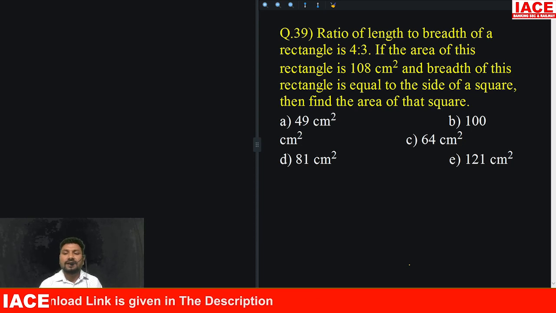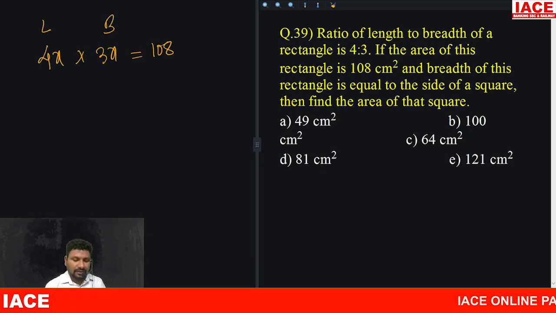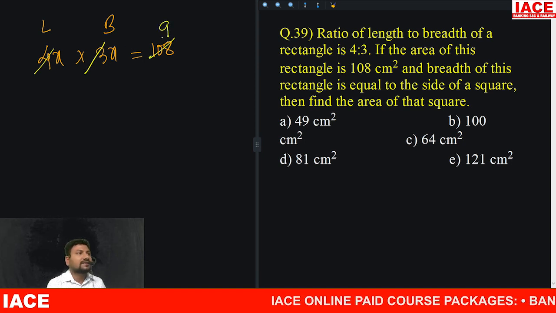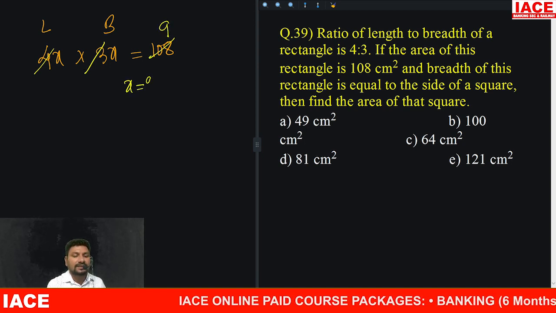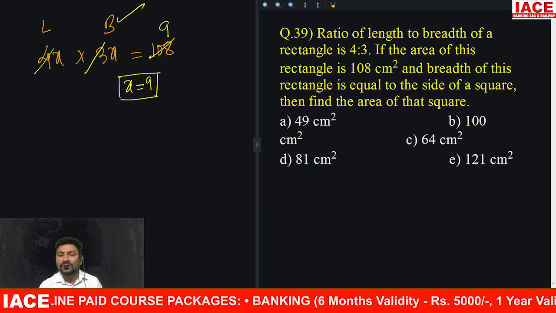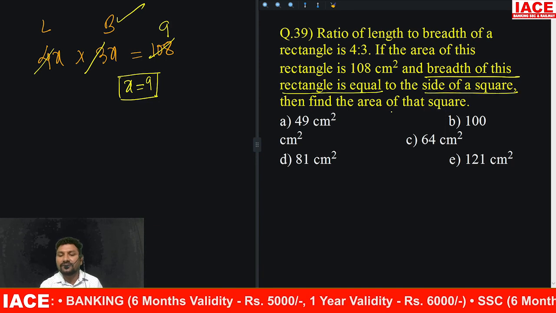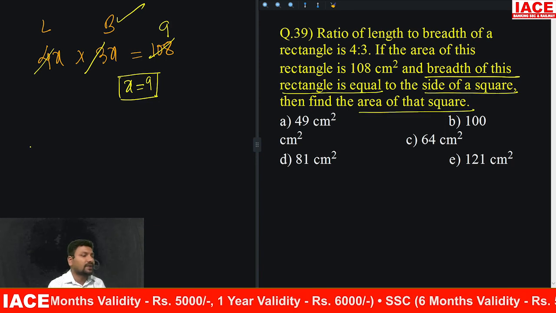The ratio of length and breadth is 4x and 3x. This is the length and this is the breadth. Area is equal to 108. Then 4 3s are 12. 12 to 108 is 9 times. x into x, x square equals 9, which means x equals what value? 3. They mentioned the breadth. We need to calculate the breadth of this rectangle, which is equal to the side of the square. Then find the area of the square. Area of the square means side square.